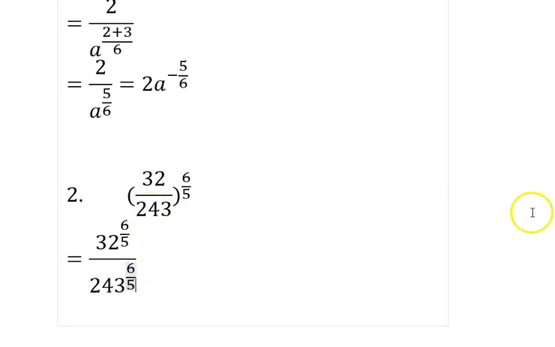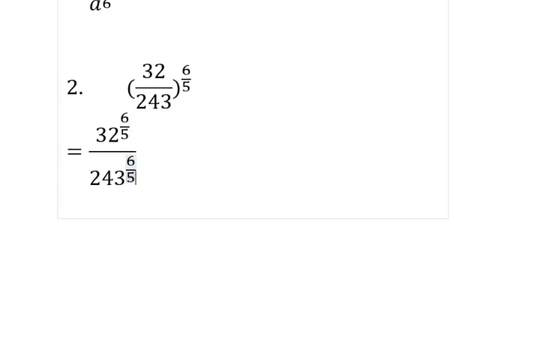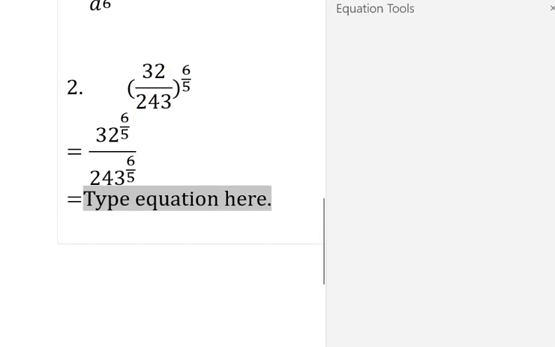So what this simply means, we are going to be applying a law now, one of those laws. Now you have power of fraction. If you recollect, we'll say the denominator is actually the root. So now we will be having 5th root of 32 raised to power 6, and here we have 5th root of 243 raised to power 6. Now let's quickly do that. Let's get a template.